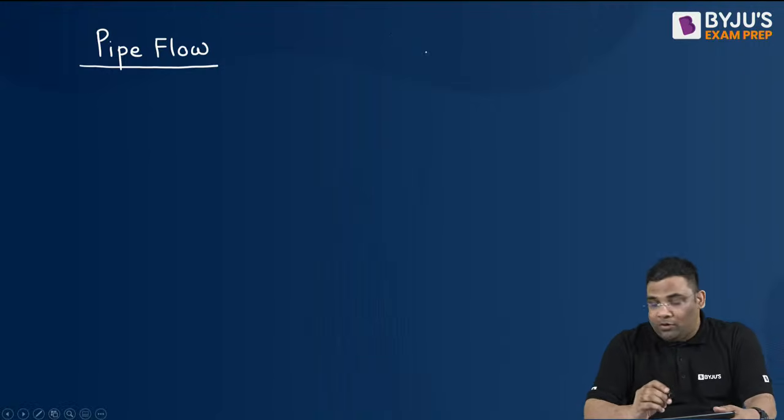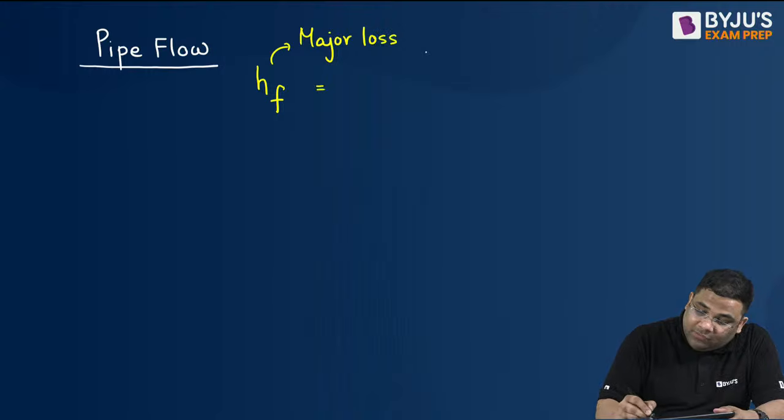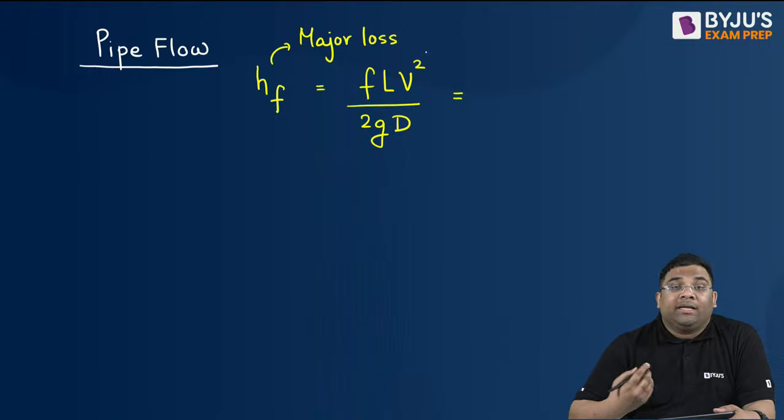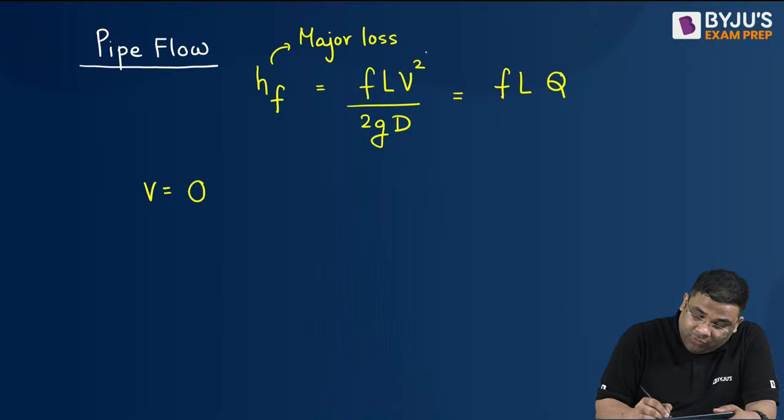In pipe flow, first of all, to understand the friction loss, that is the major loss. The friction loss is equal to fLV square by 2gD, right? If you have a circular pipe, and if you are finding this in terms of discharge, this becomes fL, V is Q by area. If a circular pipe is there, that means it is Q by pi by 4 d square.